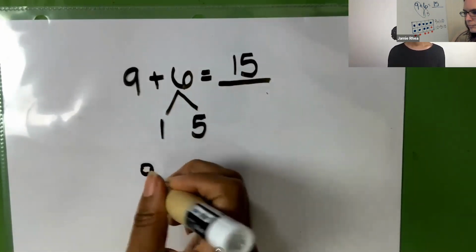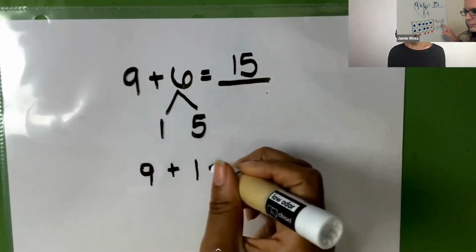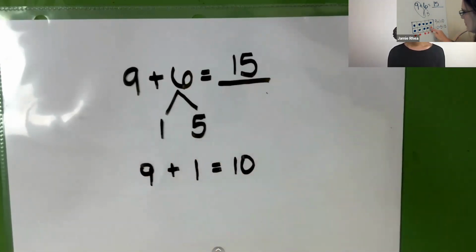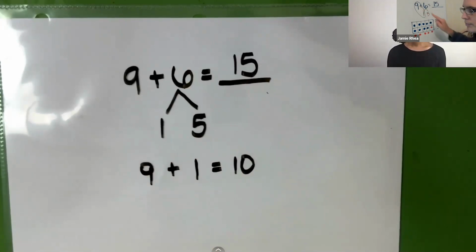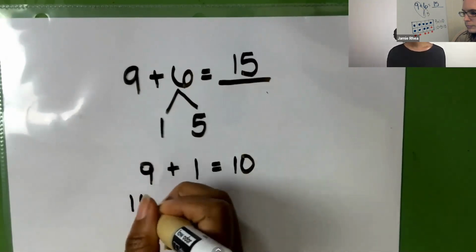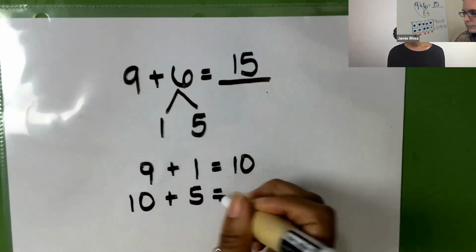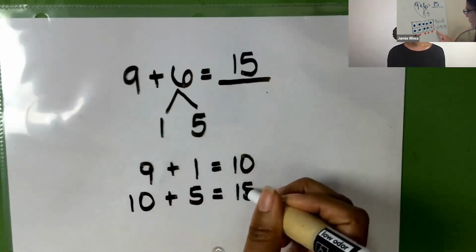Our number sentence would be 9 plus 1 equals 10. We said 9 plus 1. How many extra ones do we still have? We have 5 extra ones. Yes, 5 extra ones. So our number sentence would be 10 plus 5 equals 15.